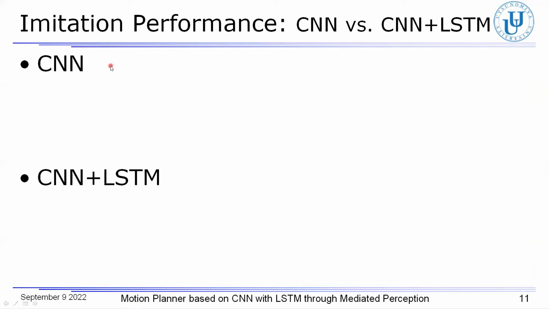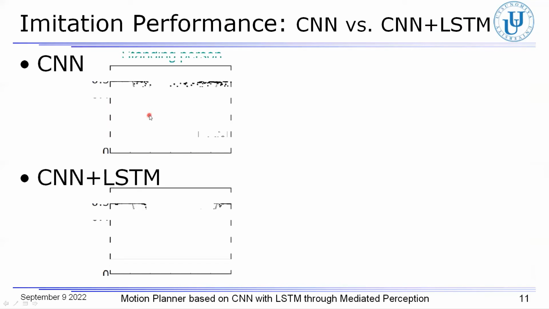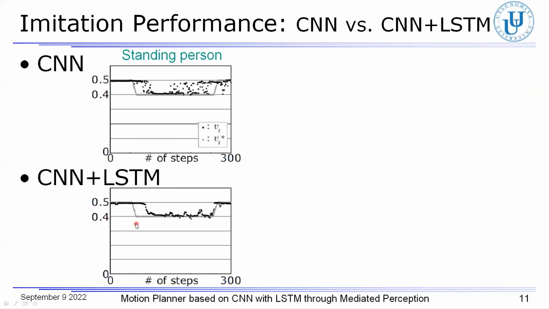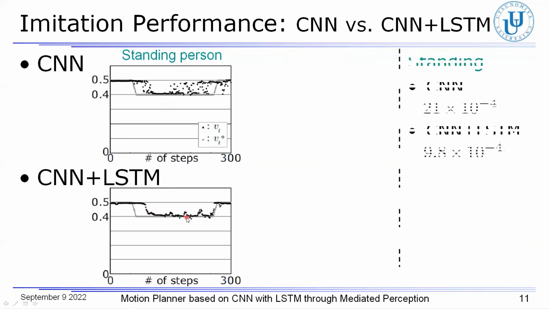Here, let us compare the imitation performance of the CNN and the CNN+LSTM, focusing on the instructed linear velocity. For standing person, CNN+LSTM was more consistent with the instructed velocity, especially when the robot reduced the velocity for obstacle avoidance here. As a result, the average mean square error, MSE, of CNN+LSTM was less than that of CNN.